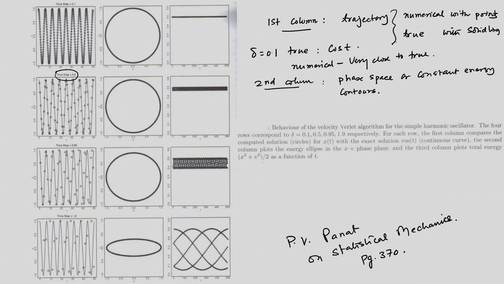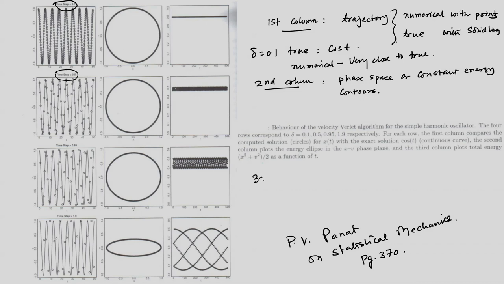So, it is exactly a circle, and then as you increase this delta to 0.5, the initial one is delta equal to 0.1, we pretty much get the same trajectory here. Because we have increased delta to 0.5, the number of points have gone down, but they are still showing us fairly good cosine t behavior, and the phase space is also a circle.